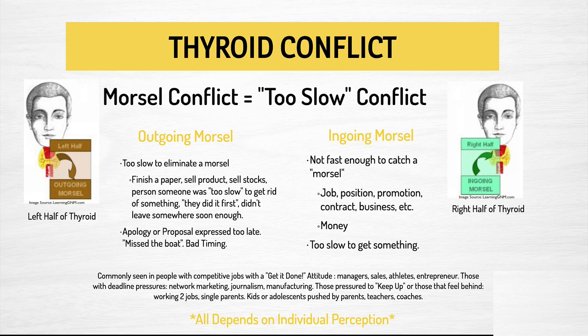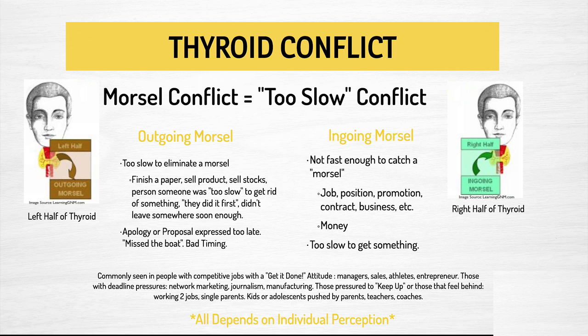Journalism. So you've got a deadline. That paper, that article better be on my desk by 6 p.m. or else you lose your job. So that might cause your thyroid to kick into high gear. Manufacturing. Again, deadlines, quotas. People with a pressure to keep it up, or people that are feeling behind. So if you're working 2 jobs, you're trying to make ends meet. Single parents who've got a lot on their plate. Kids or adolescents that are being pushed by parents, teachers, and coaches.